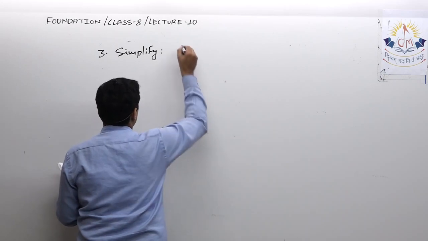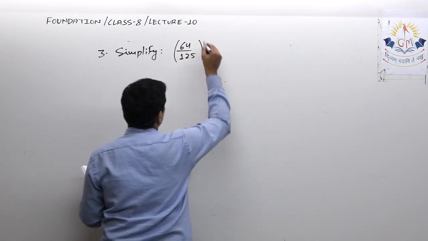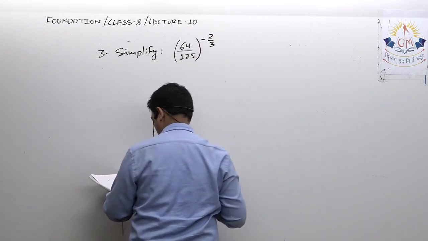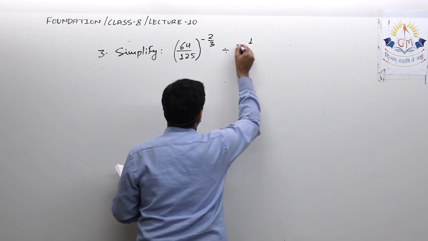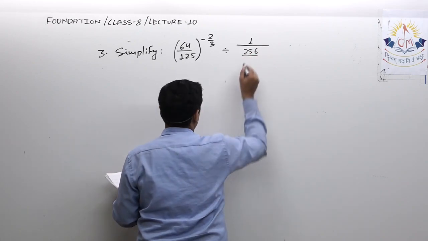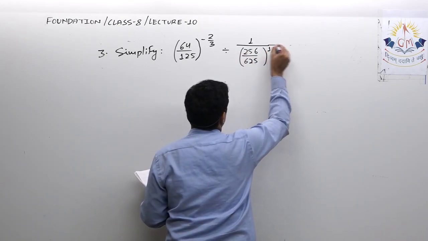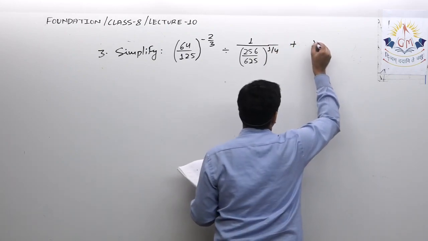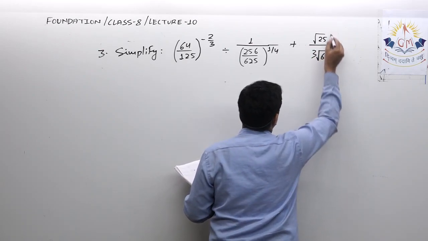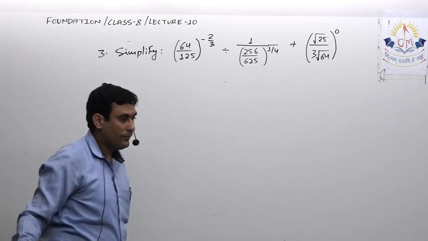It is (64 upon 125) raised to minus 2 by 3, divided by (1 upon (256 upon 625) raised to 1 by 4), plus (root 25 upon cube root of 64) raised to 0. Okay, so we have to simplify this.